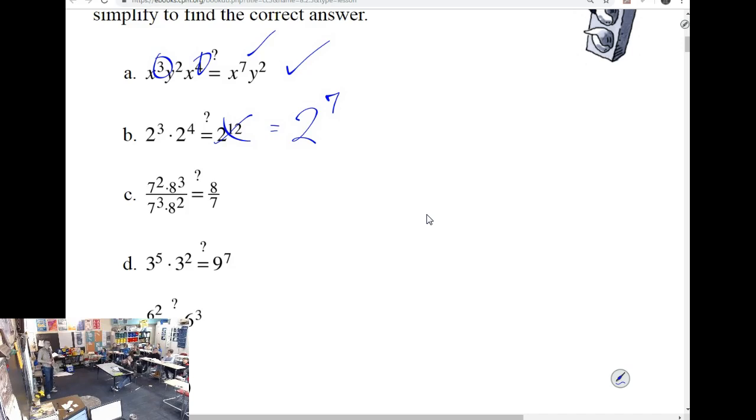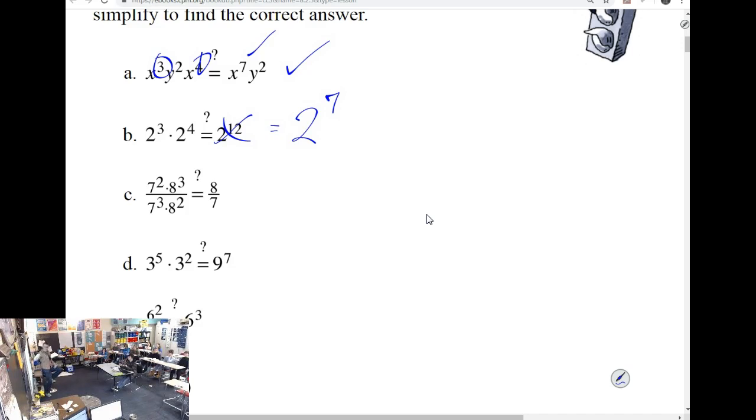How many 7s do we have on top? Two. 7 times 7, right? How many 7s do we have on bottom? 3. 7 times 7 times 7. So wouldn't 2 of them reduce out to 1s and 1 7 left on the bottom, all scared and alone by himself? So yeah, 7 would end up on bottom.